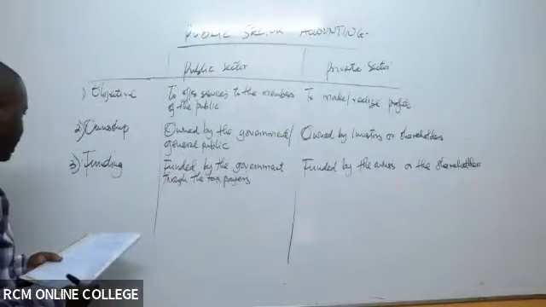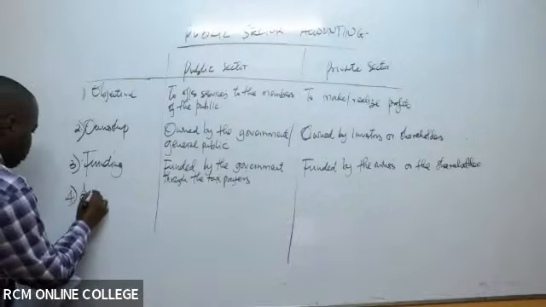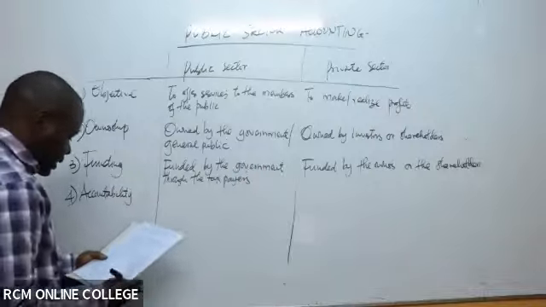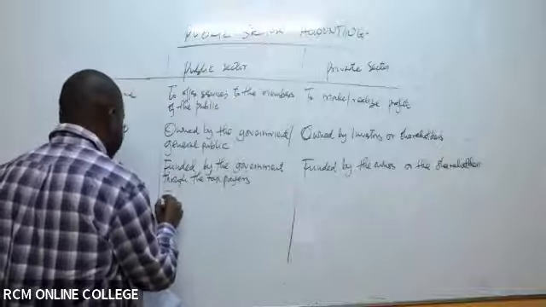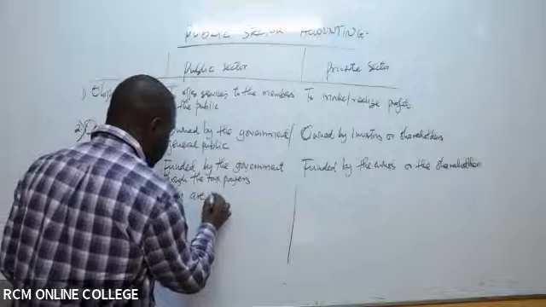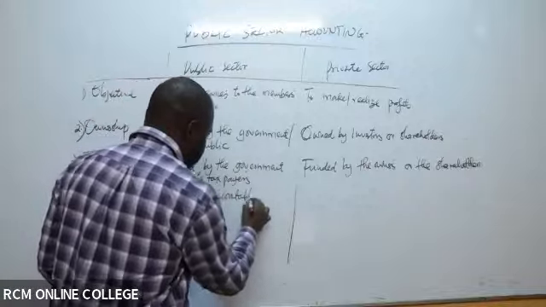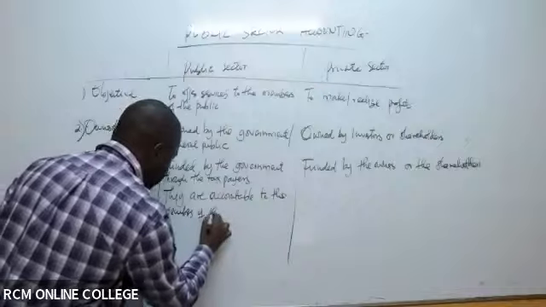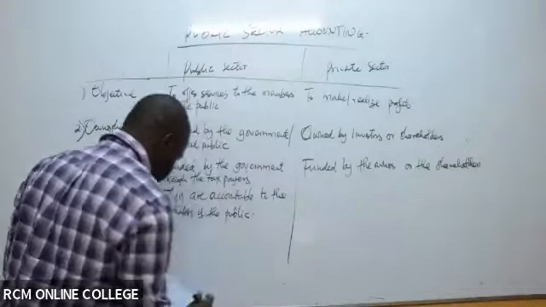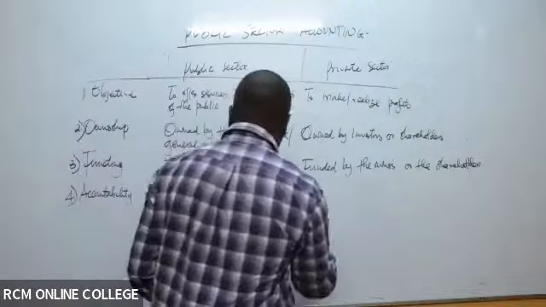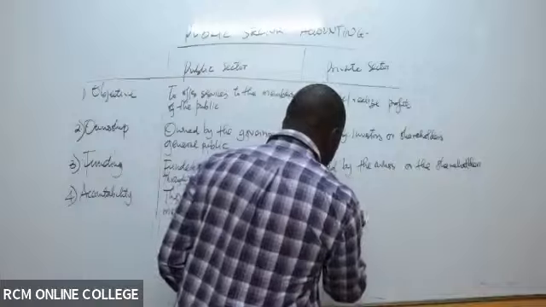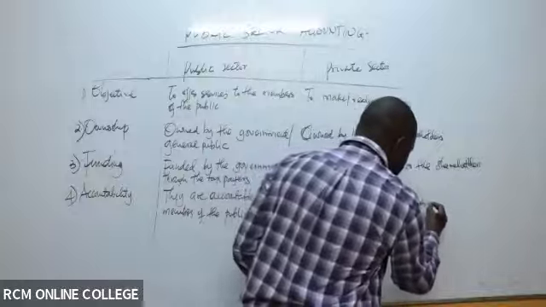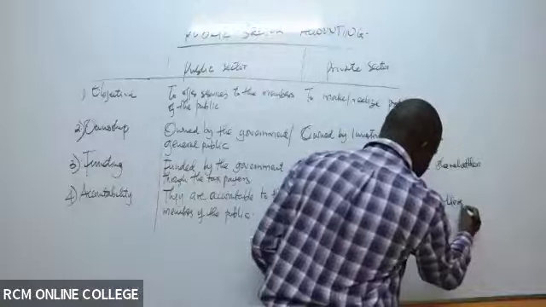Then accountability. To whom are they accountable? In the perspective of accountability, public sector entities are accountable to the members of the public. Private sector entities are accountable to the owners or shareholders. Accountable to the owners or the shareholders.